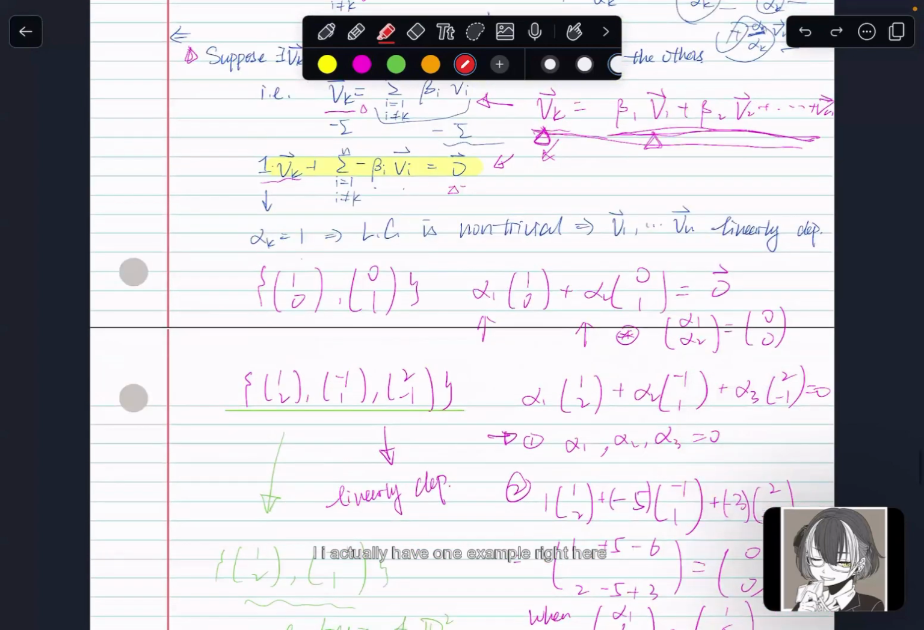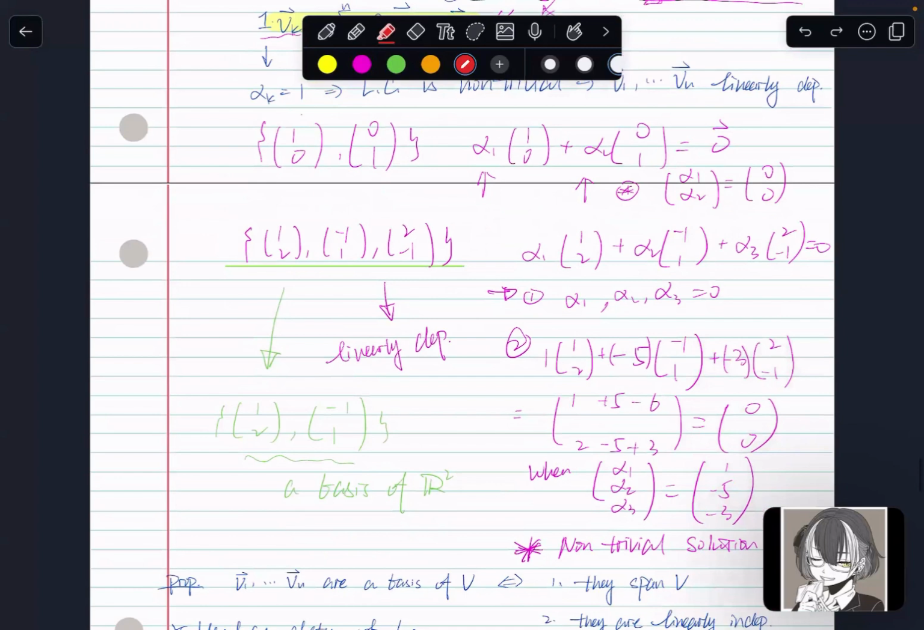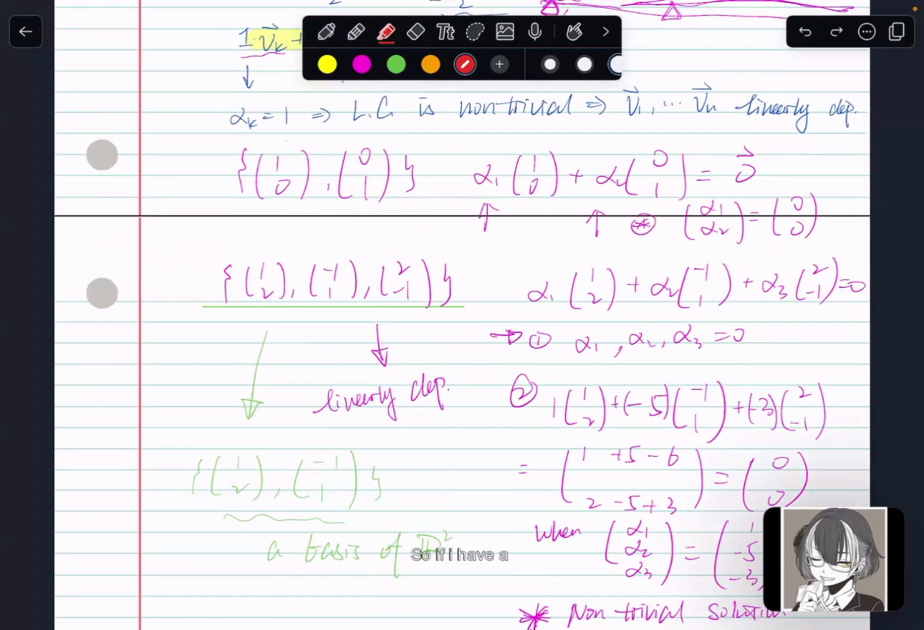I actually have one example right here. If I have a standard basis of R squared, then I want to find alpha 1 times (1, 0) plus alpha 2 times (0, 1) equals 0. The only option I got is to have alpha 1 equals 0 and alpha 2 equals 0. So this is the only option.